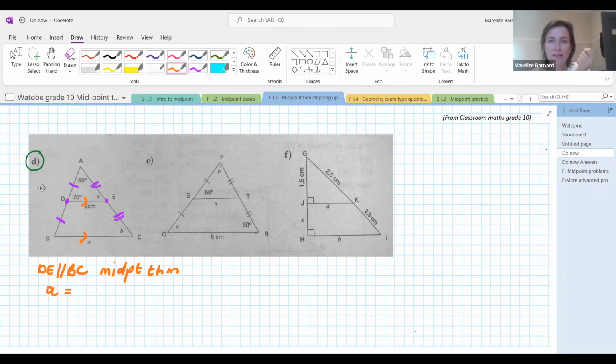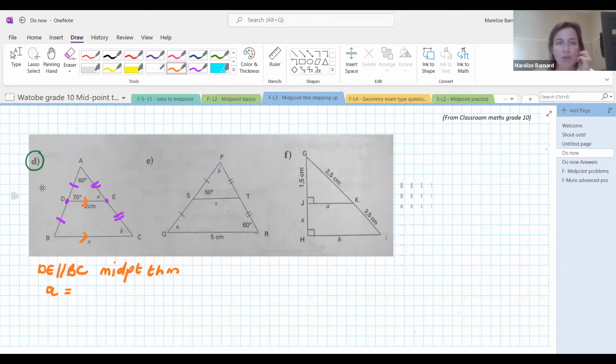Is Nkateko's hand still up from before, or is that raised again? Nkateko, do you have another question? Oh no, it's raised again.